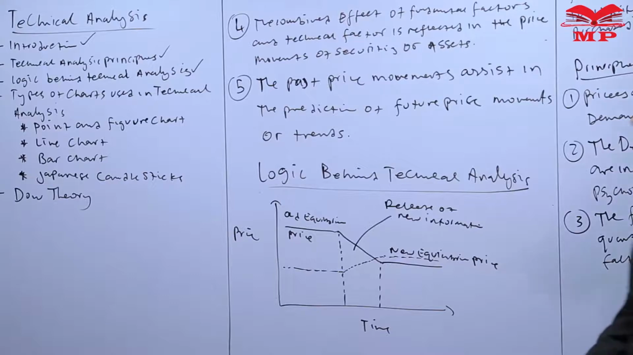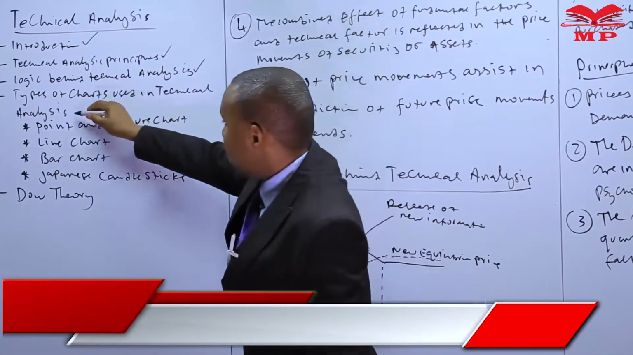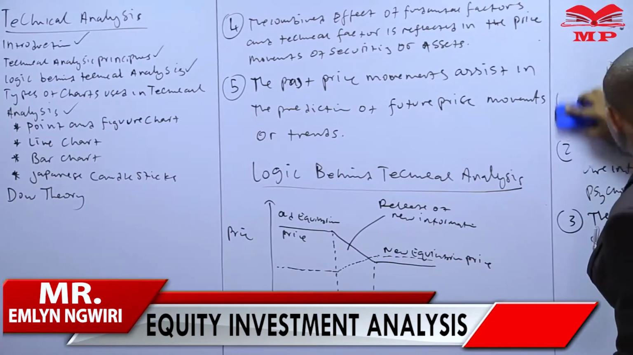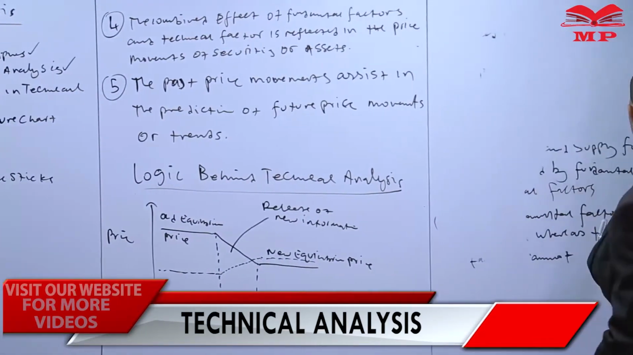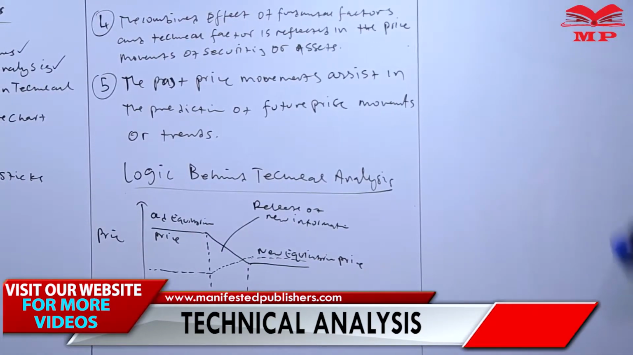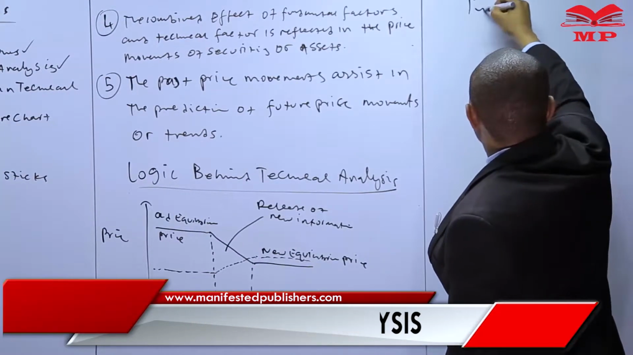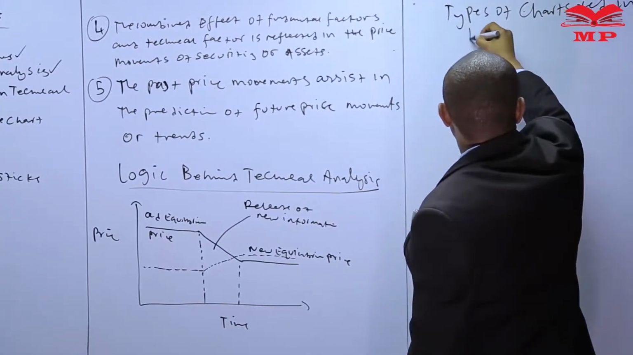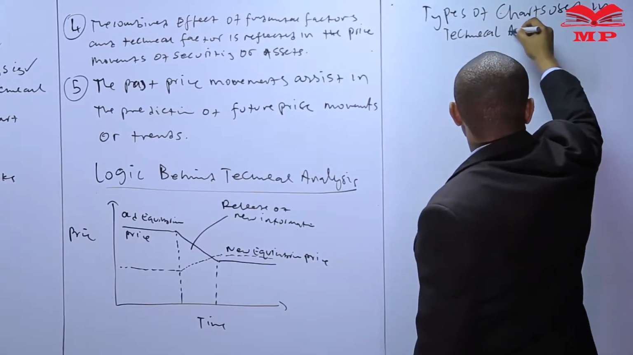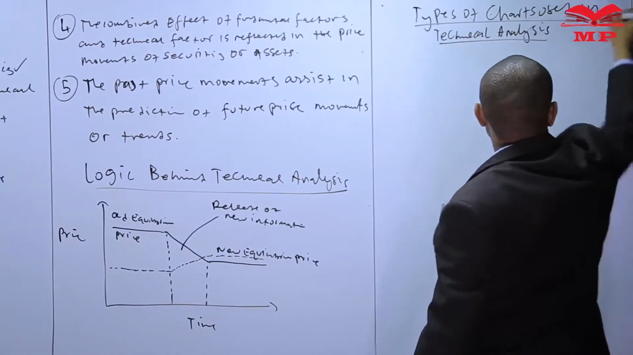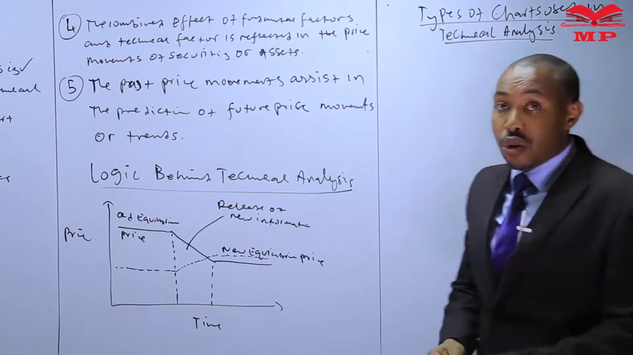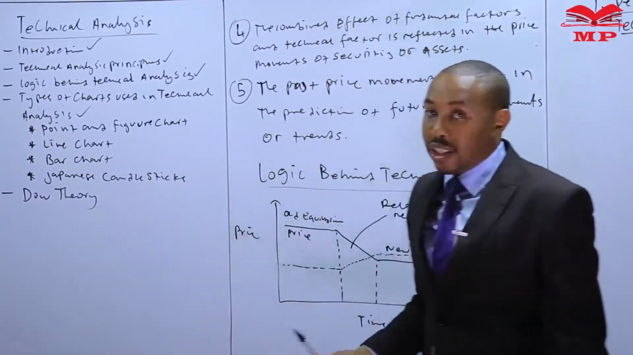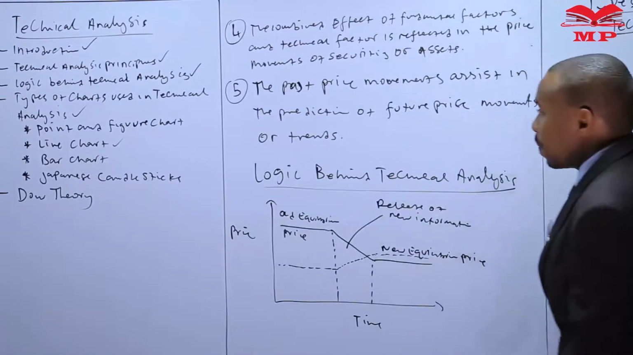Now, moving on, let's look at the types of charts used in technical analysis. Let me start by looking at the line chart. I'll explain all of them anyway. So the line chart.